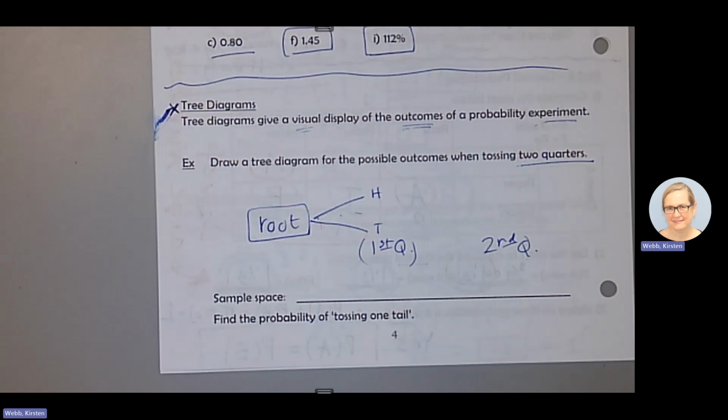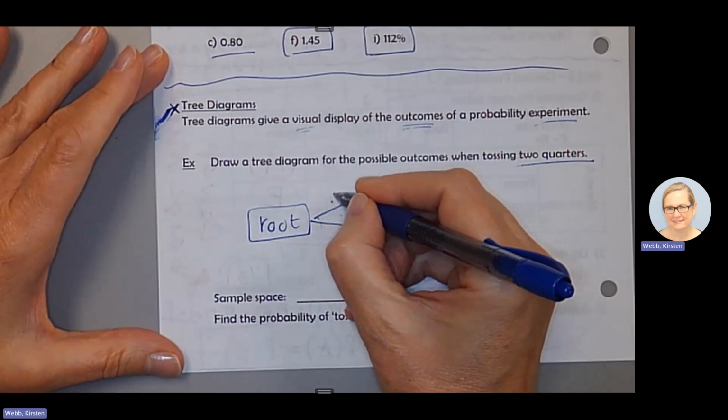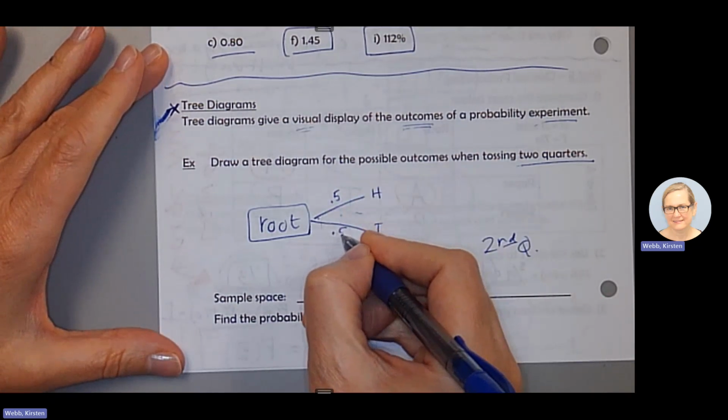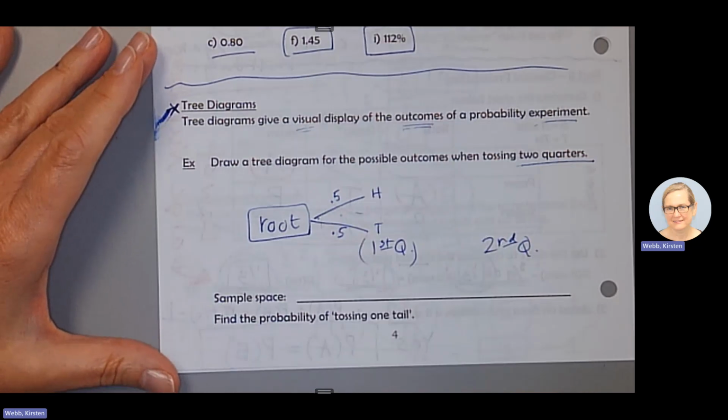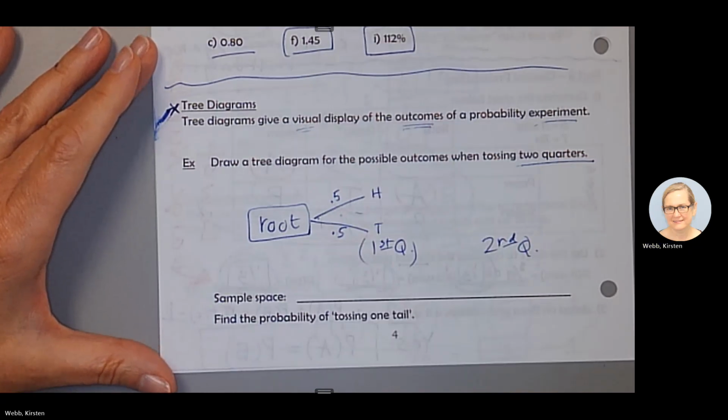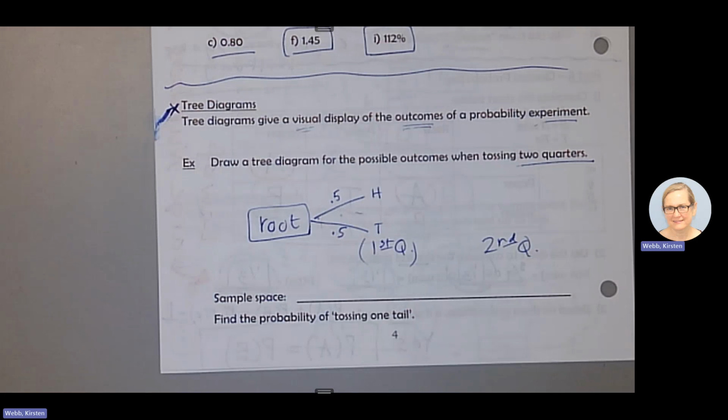You'll sometimes see probabilities on tree diagrams. We don't tend to see this as much, but we do know these are equally likely, so it'll be possible you'd see a 0.5 on each branch. It's not something we have to fill in, but just in case you look around at other tree diagrams.